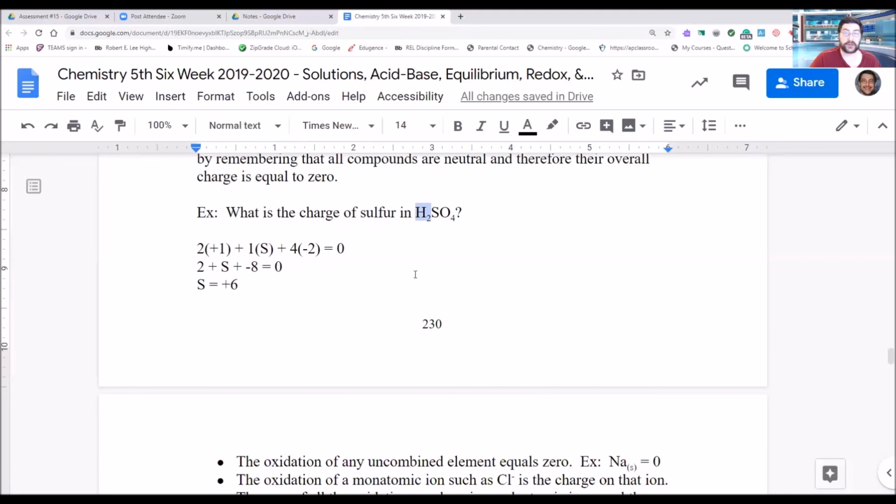So, okay, we've got 2 hydrogens, and we know that each hydrogen has to have a +1 oxidation state. Hydrogen can't have a different oxidation state. It can only be +1.